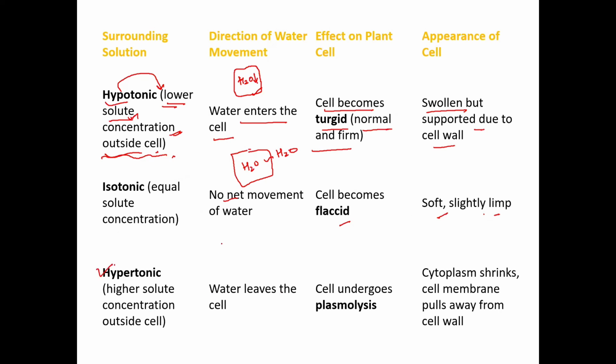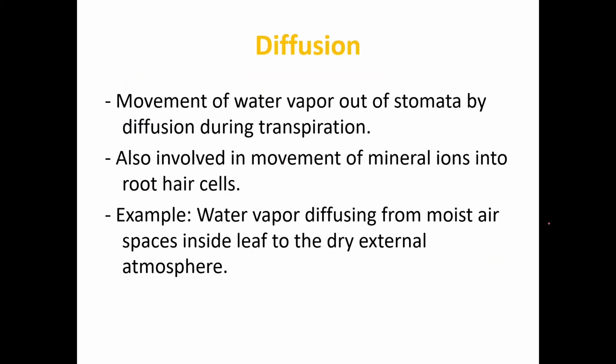Hypertonic. It means the concentration of water inside the cell is very high and outside it's low. Automatically water leaves the cell. Yes, lose it. Then the cell undergoes plasmolysis, the cytoplasm shrinks. So it is shrinkage of the cell.